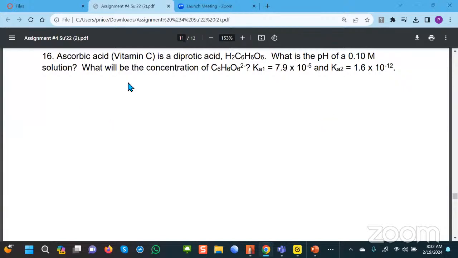All right, so this question says, ascorbic acid is a diprotic acid. What is the pH of a 0.10 M solution? And what would be the concentration of the conjugate base, the second conjugate base, basically, because they gave you two Ka values here. This is for the first dissociation, that's for the second. So let me turn on my pen function here. Okay, so basically what I'm going to do is, because you don't need this entire formula to actually answer this question, I'm just going to represent this formula by using H2A.